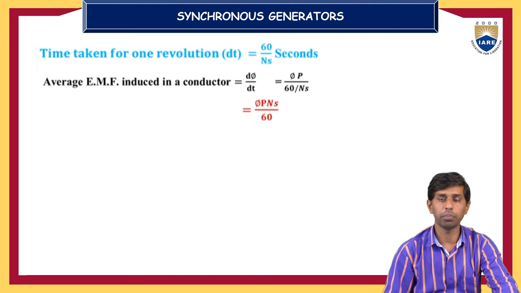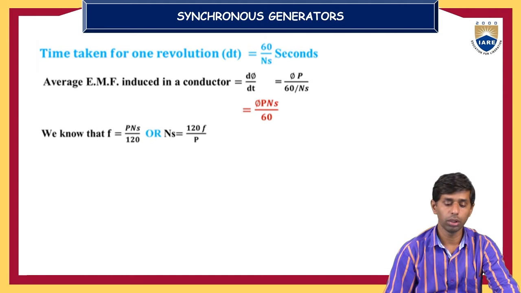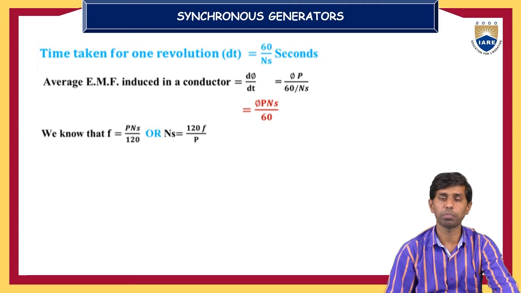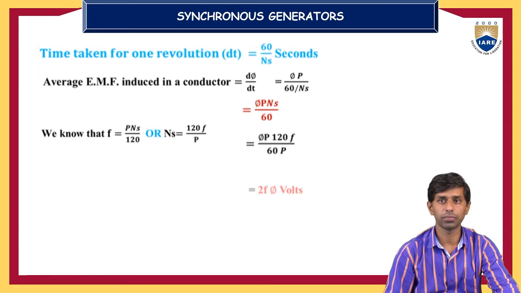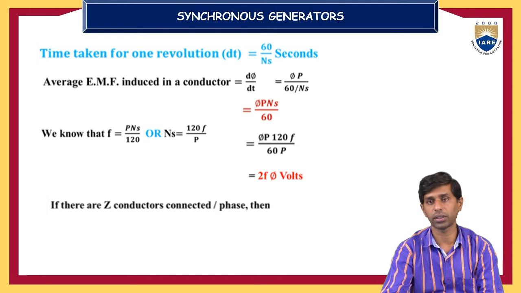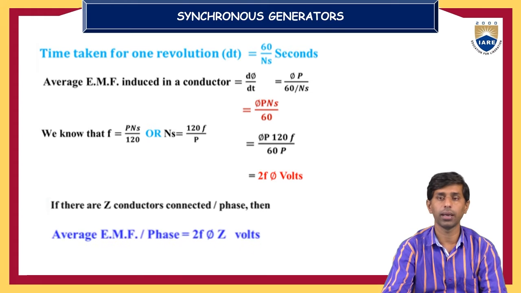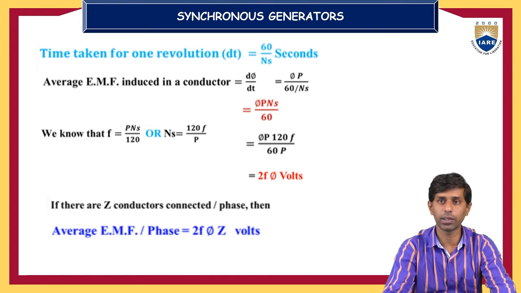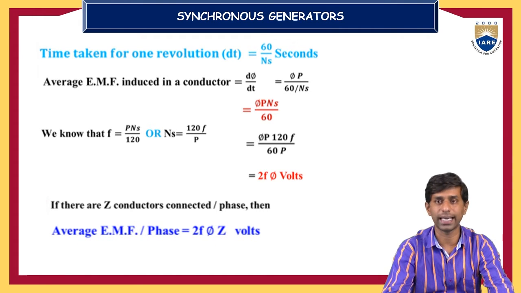We know Ns equal to 120 f by p, so f equal to p Ns by 120. So we have p Ns by 60, that is 2 times f. So the average value of induced EMF in a conductor is equal to 2 phi f. If there are Z number of conductors connected in series per phase, then the average value of induced EMF is equal to 2 phi f Z.